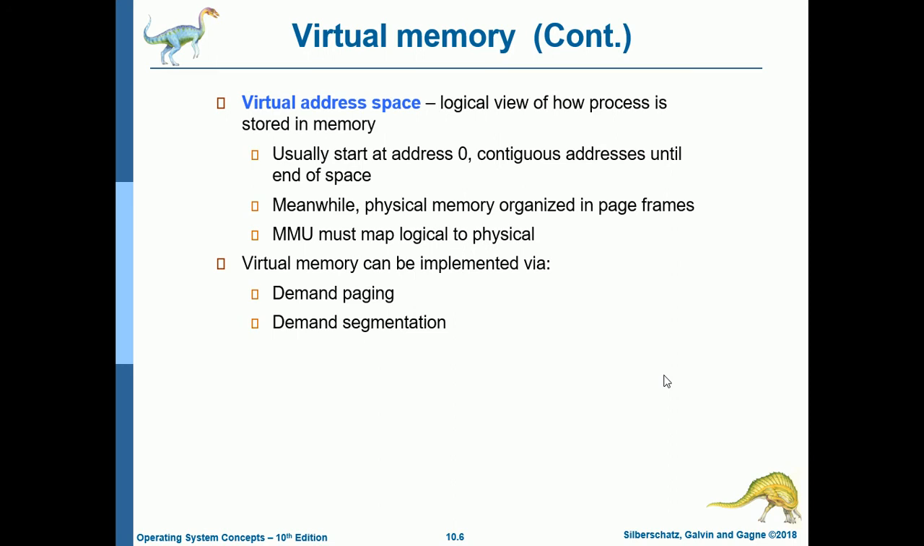So virtual address space is the logical view of how a process is stored in memory. It usually starts at address 0, with contiguous addresses until the end of space. Meanwhile, physical memory is organized in page frames. The memory management unit must map logical to physical. Virtual memory can be implemented via demand paging and demand segmentation.